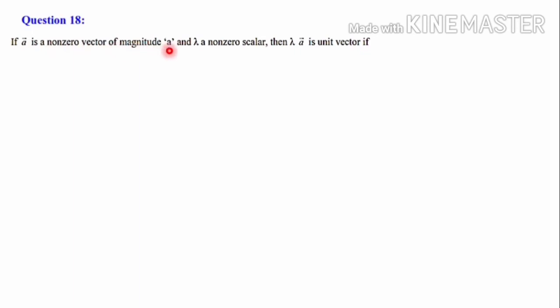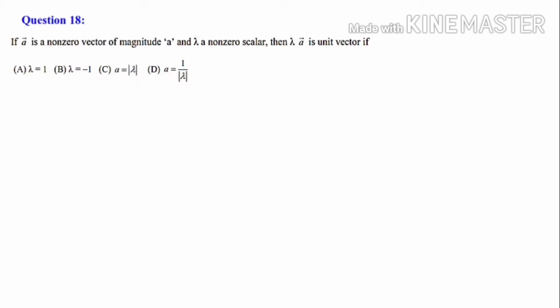Next we shall discuss question number 18. The question is, if vector A is a non-zero vector of magnitude a and lambda a non-zero scalar, then lambda into vector A is a unit vector if... Four options are given to you. Lambda is equal to 1, lambda is equal to minus 1, a is equal to modulus of lambda, and a is equal to 1 by modulus of lambda.